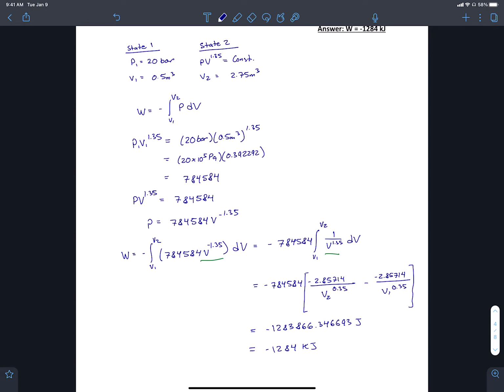So for this problem, again, I think the main trick to it would be that you needed to first use the givens at state 1 to solve for the constant and then define an equation for P. So wait, why does it work? Why doesn't it work if you solve for P2 and then plug it in?